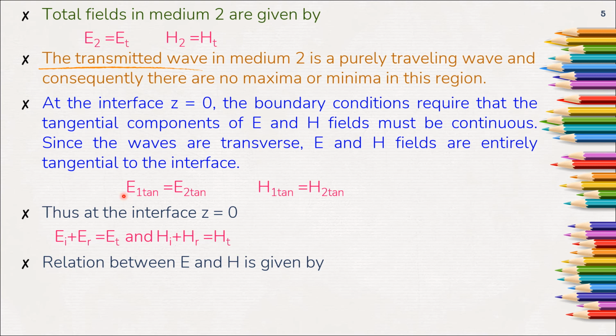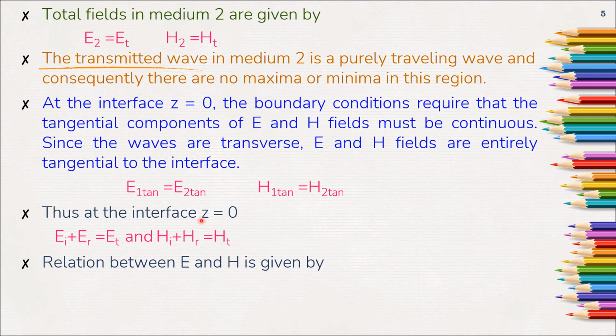Now we know the boundary conditions. The tangential component of the electric field is continuous at the boundary of a dielectric, as we have derived in the boundary conditions for electric field. In the same way, for the magnetic field, the tangential components at the boundary of medium 1 and medium 2 are continuous. That is, H1 tangential is equal to H2 tangential.